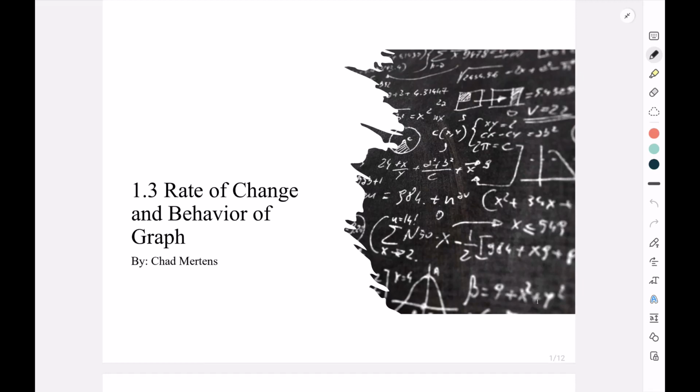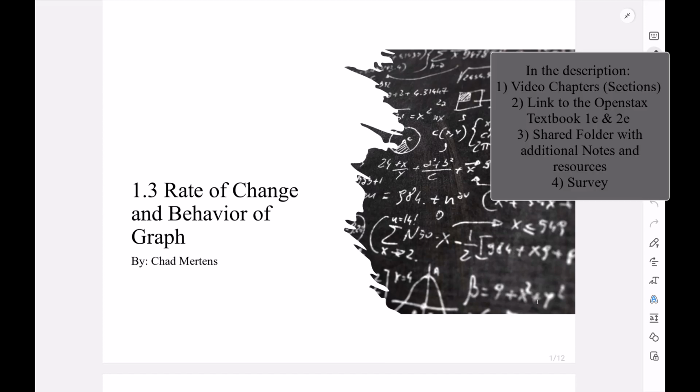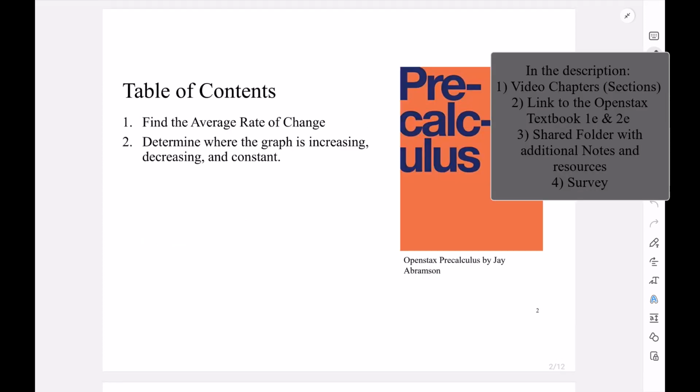Hello, so in this video we're going to look at section 1.3, rate of change and behavior of a graph. We're going to be looking at two different topics.